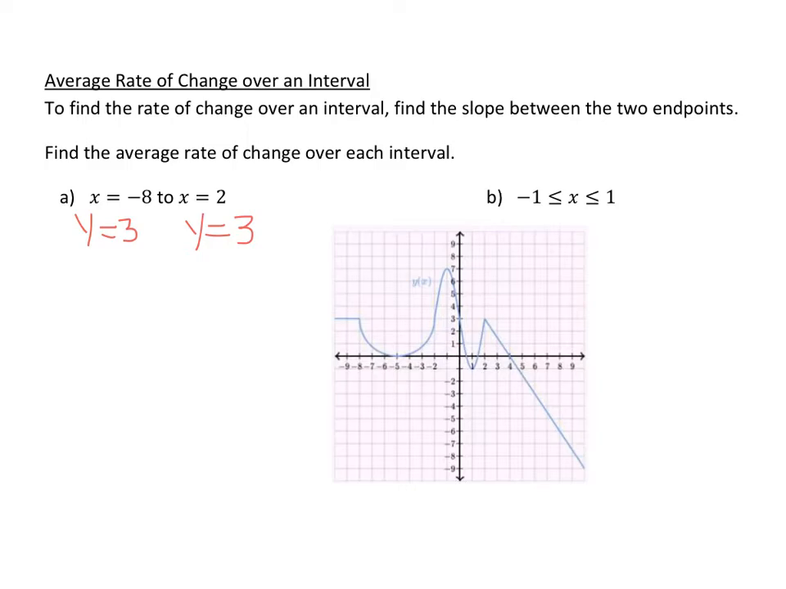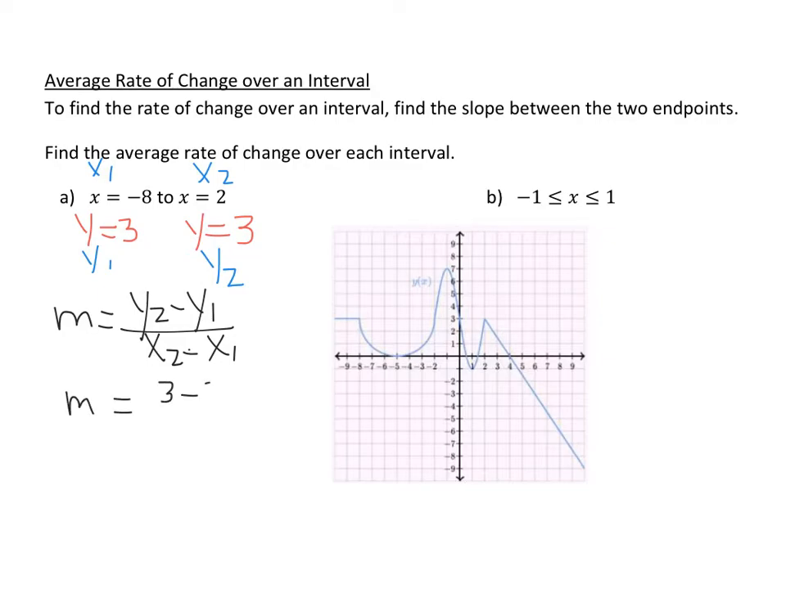And really what we're doing is just finding the rate of change, or the slope, as we have been before. So this will name our first point x1, y1, and we'll name this our second point x2, y2. We're going to solve it the same way as before. Slope equals y2 minus y1 over x2 minus x1. We don't know the slope. We have 3 minus 3 up top over 2 minus negative 8. Our slope equals 0 over 10. Well, 0 divided by 10 is 0, so our average rate of change is 0.